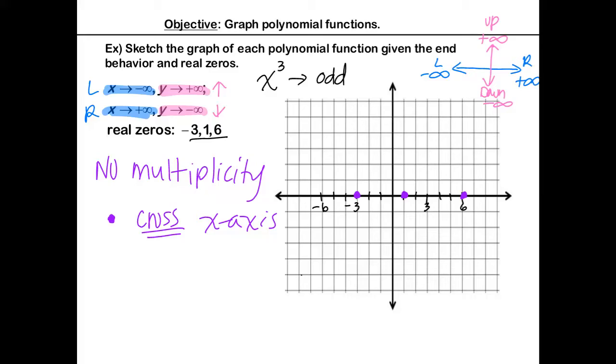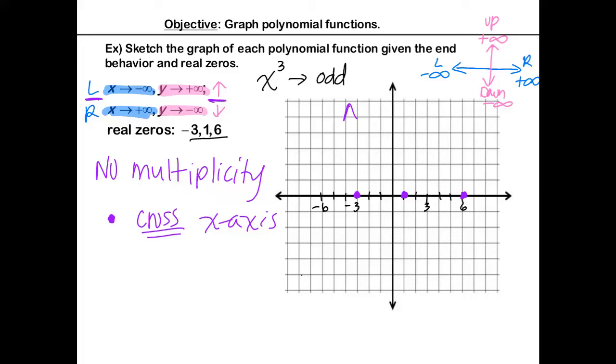That's step 2. So step 1, tell me the scale. Step 2, plot your zeros. Step 3 is to plot the end behavior. So for my end behavior, I know that the left side is going to be going upwards. So on the left side over here, I'm going to look at my last zero, and I'm going to put an arrow slightly over to the left, pointing upwards right here. Okay? So my left side is going to have an arrow pointing upwards.